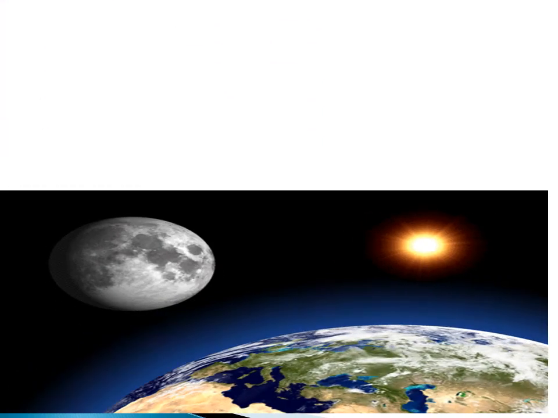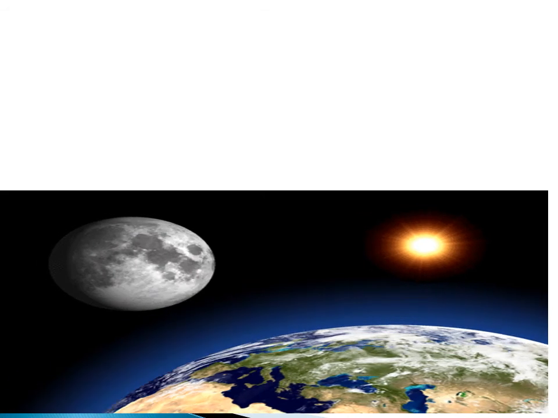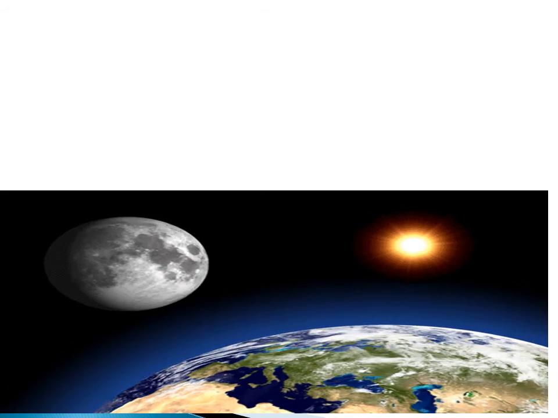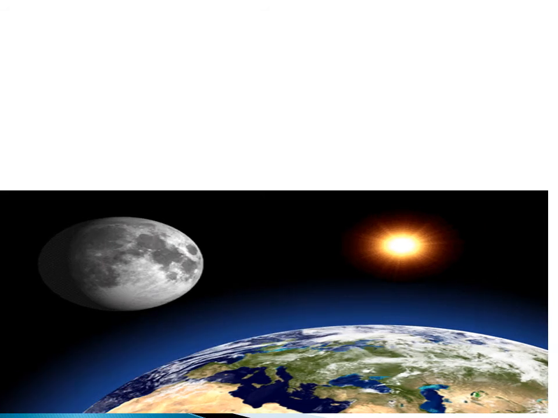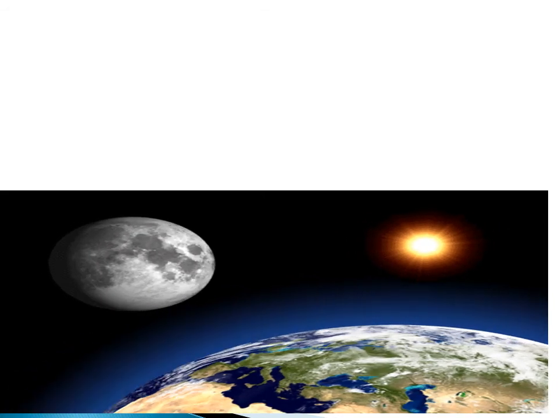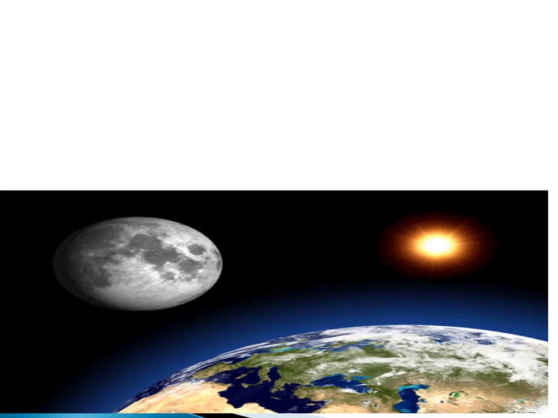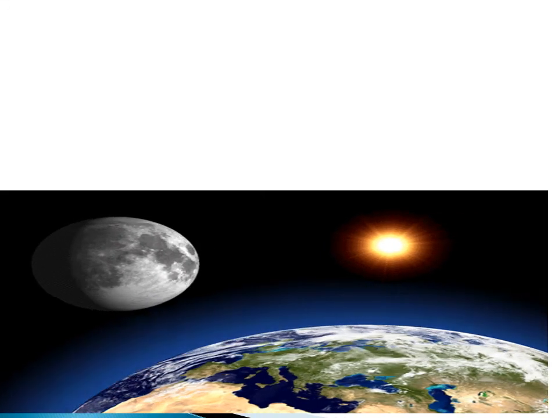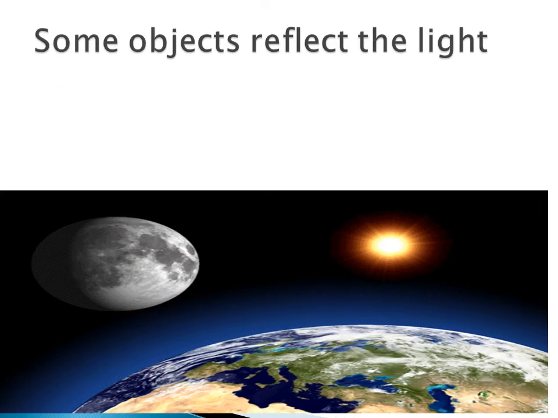Look at this picture: the sun and the earth and the moon. Which one here is a source of light? Can you answer? The sun is the source of light, yes, of course. And does the moon reflect the sunlight, or does the light come from the moon itself? No, it doesn't make its own light, but it reflects the sunlight. So some objects reflect the light.